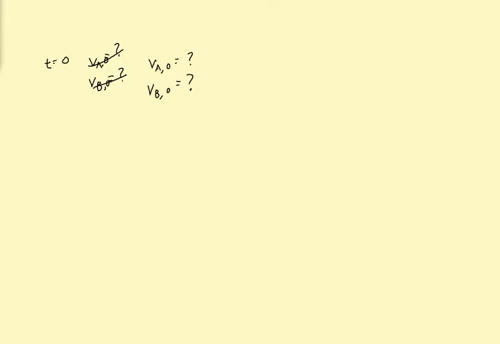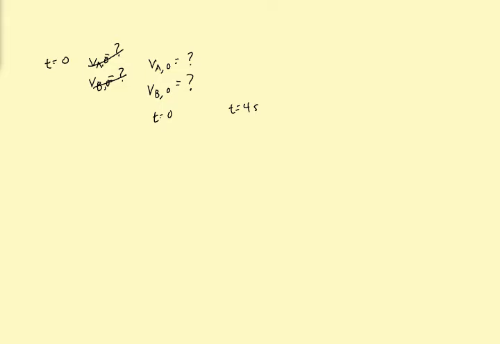So this is the situation at time t equals 0, and then at time t equals 4 seconds, which is 4.0 seconds later. So what I'm doing is I'm defining t equals 0 as the start time for the problem, and then t equals 4 seconds is this 4 seconds later condition.